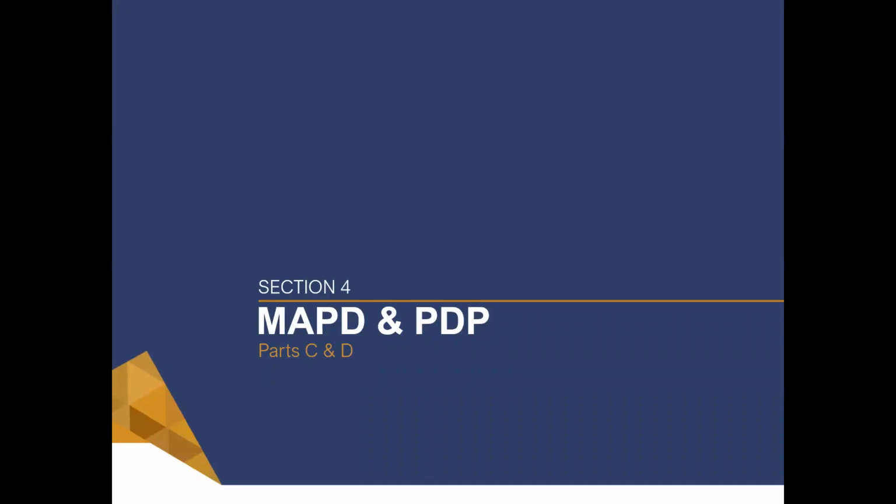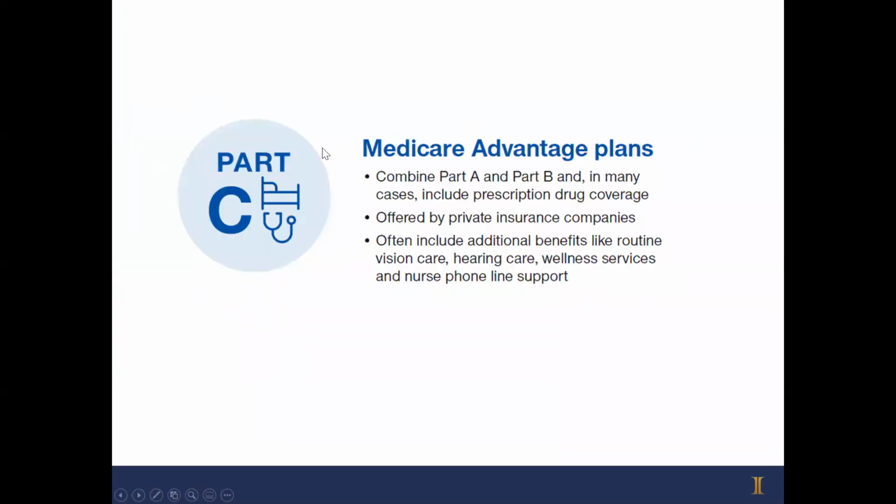So here we're going to talk about the Medicare Advantage prescription drug plan and the standalone PDP plan, which are labeled as Part C and Part D. Part C is your Medicare Advantage, Part D is your prescription drug plan. The Part C Medicare Advantage plans are a combination of Part A and B. So if you don't have both A and B, then you cannot enroll into a Medicare Advantage plan. You have to have both. Most Medicare Advantage plans do include prescription drug coverage. There are very few MA-only plans.